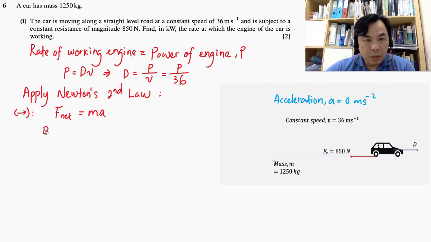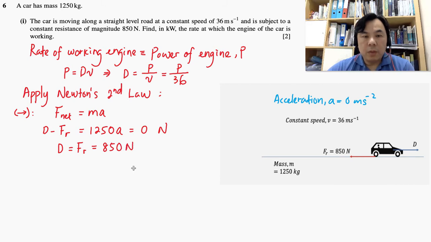The difference between the forces will give us the resultant force. The difference between the driving force and the resistance to motion will produce the acceleration as required. Now the mass is this. We know that there is no acceleration due to moving at constant speed. Therefore, the driving force is basically the same as the resistance to motion, which is 850 Newtons here.